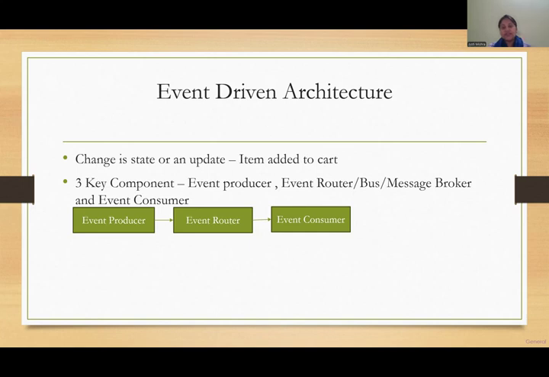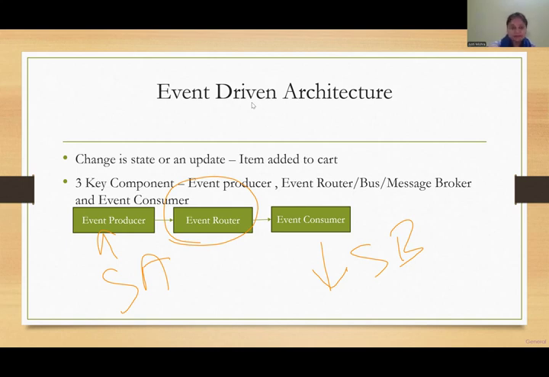And in event driven architecture, there are three components involved. One is your event producer, right? In the example we were talking about previously, service A would be your producer. This is the one which would be making some changes in the state. There would be some update, and there would be an event consumer, so your service B. What is your event router? Remember we studied about message brokers. Those are your event router, right?